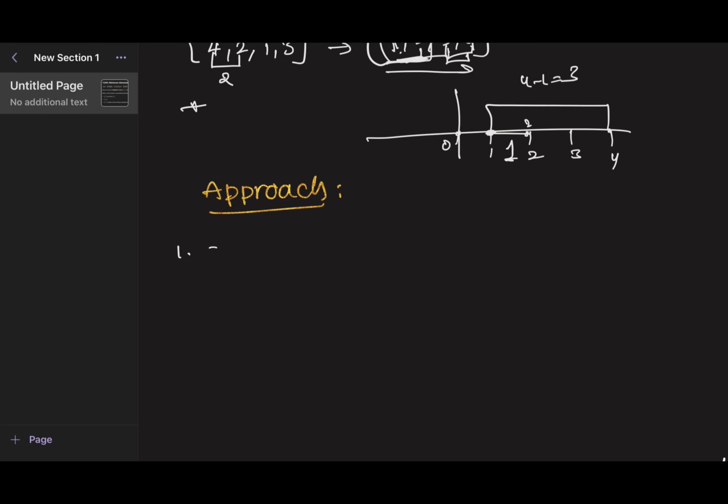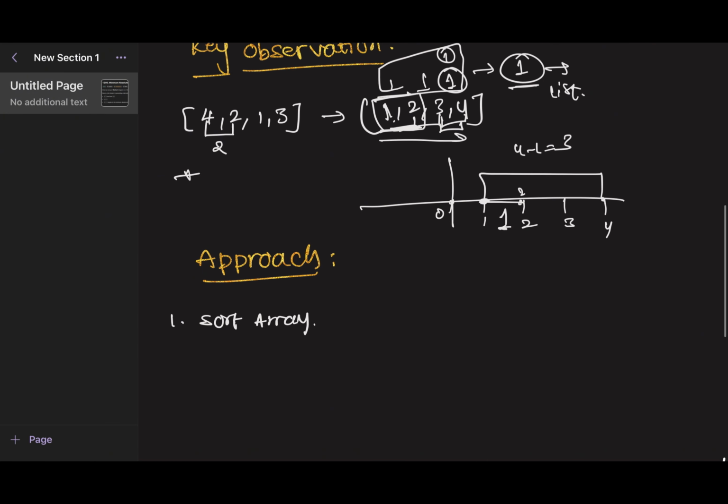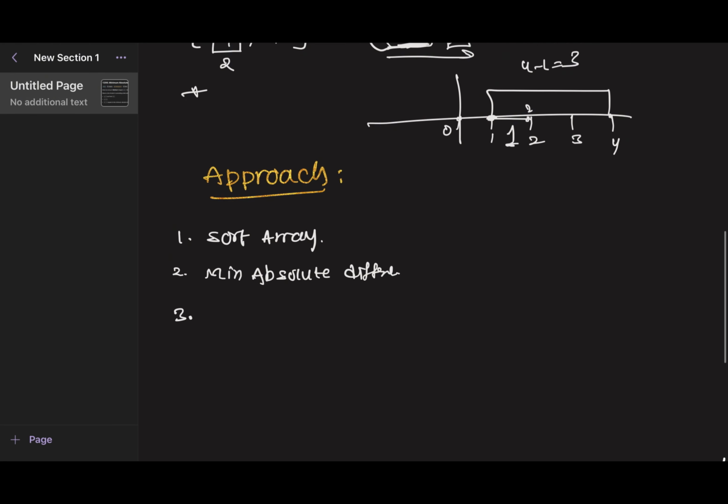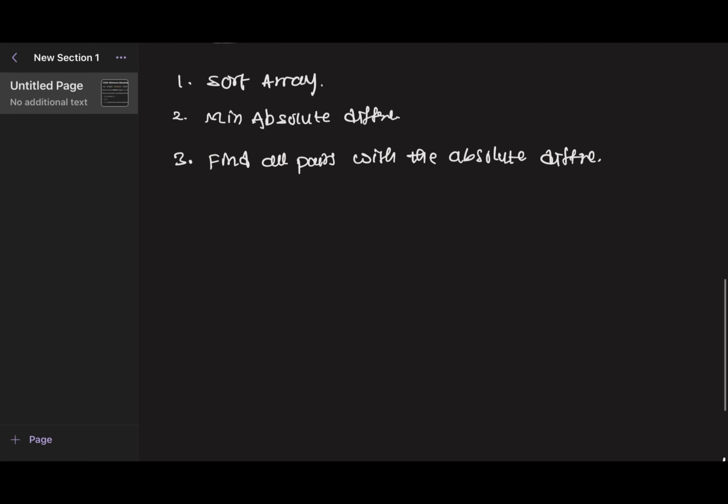First we will sort the array, and then we'll find the minimum absolute difference by traversing the array, and then we will find all pairs with that absolute difference. Okay, now let's see the pseudocode.